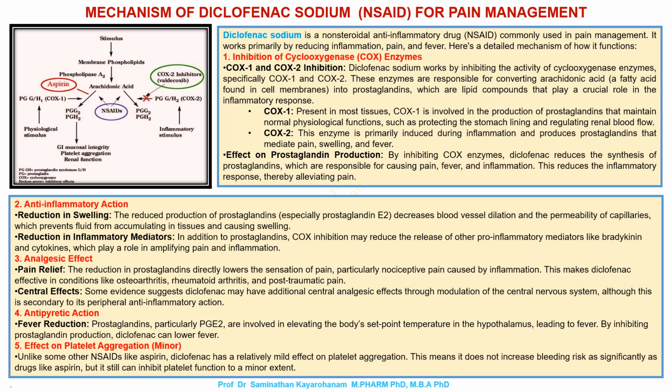Central effects: some evidence suggests diclofenac may have additional central analgesic effects through modulation of the central nervous system, although this is secondary to its peripheral anti-inflammatory action. 4. Antipyretic action: fever reduction. Prostaglandins, particularly PGE2, are involved in elevating the body's set point temperature in the hypothalamus, leading to fever. By inhibiting prostaglandin production, diclofenac can lower fever.